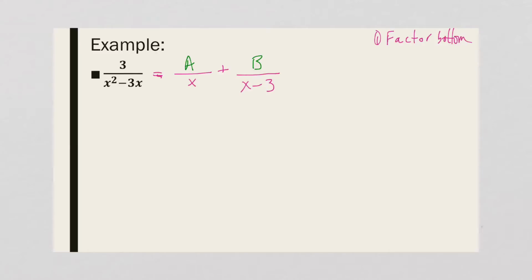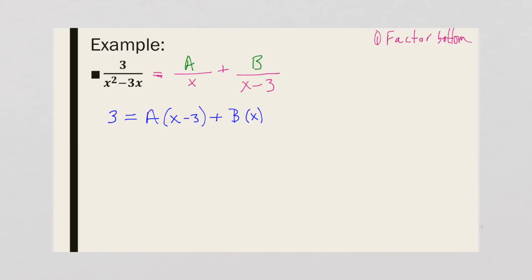Now that we have factored, our common denominator is going to be x times x minus 3, obviously. And so we multiply each of those by what would be their common denominators. So we end up with 3 equals A times x minus 3 plus B times x. And this is what we're going to use to find A and B.